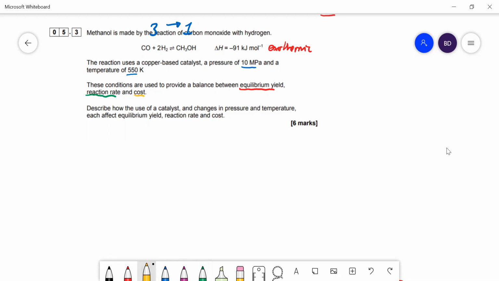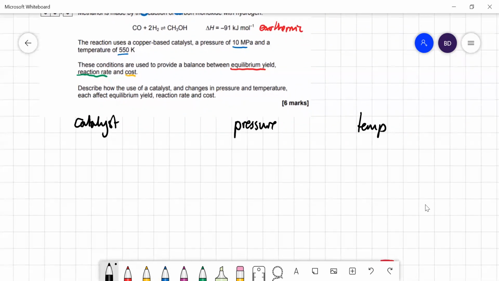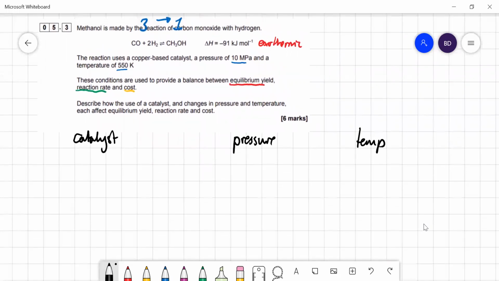Okay, describe how the catalyst, the change in pressure and the change in temperature. Okay, we've got to relate them to the red, the equilibrium, the green, the reaction rate, and yellow, the cost. Okay, so let's leave catalyst to the last. Let's do pressure first.